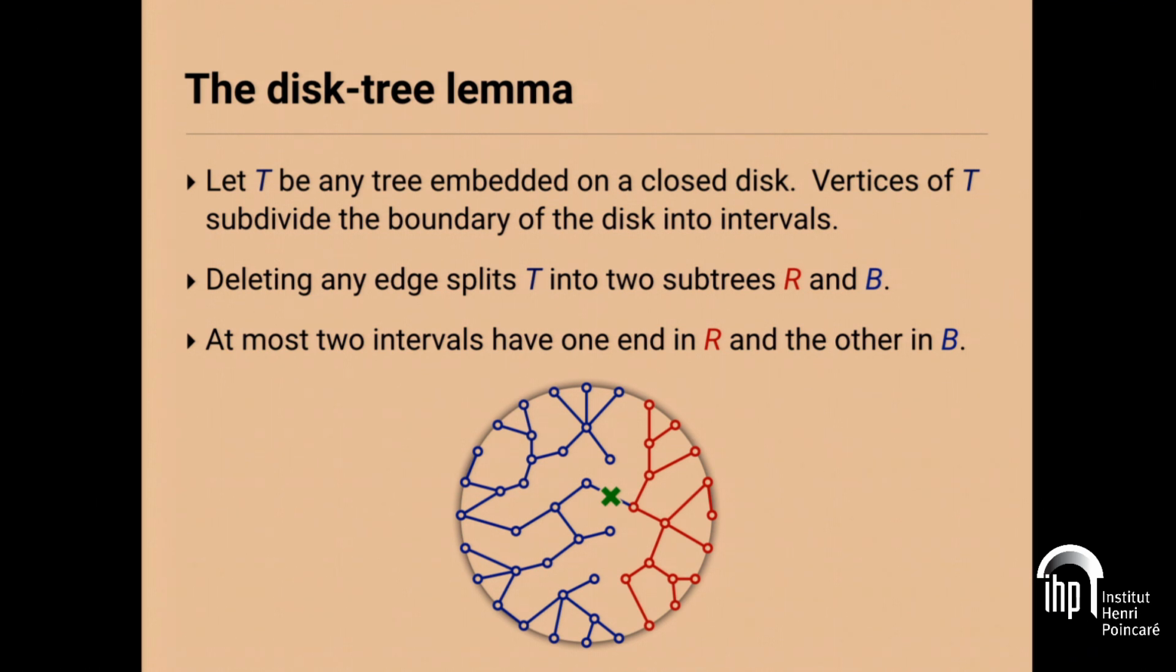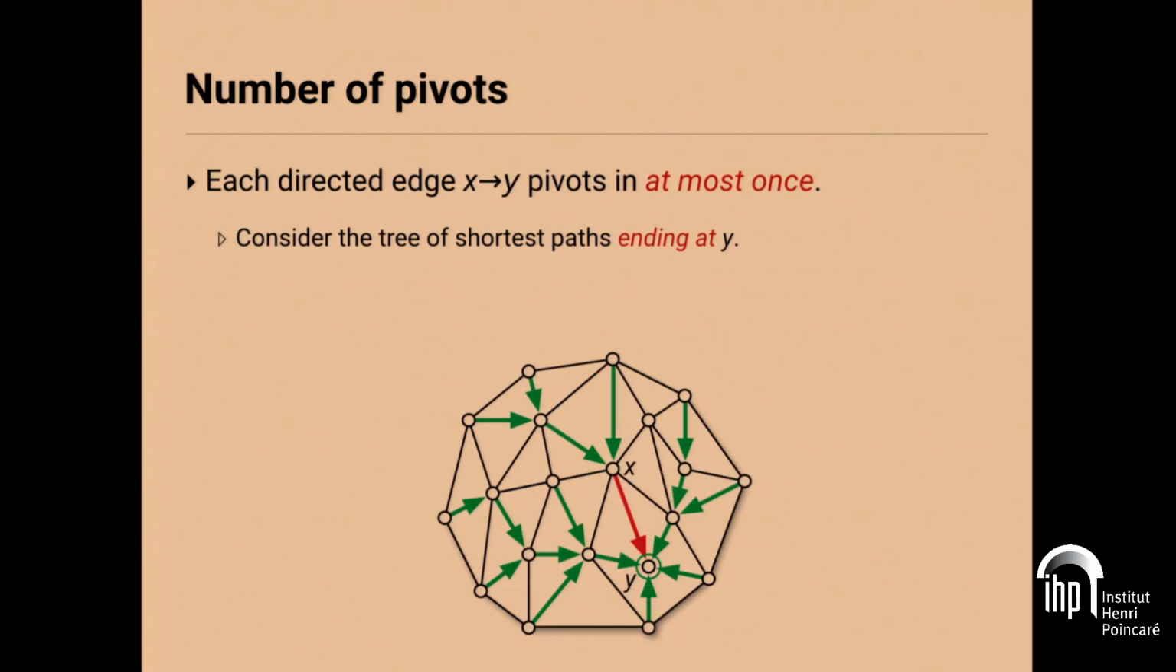Okay, so with this lemma in hand, I can bound the number of times that an edge will pivot into the tree, the number of times that I need to introduce a new edge into the tree to replace some other edge. And to do this analysis, let me focus on a particular edge, x to y, and consider the tree of shortest paths ending at y. Okay?